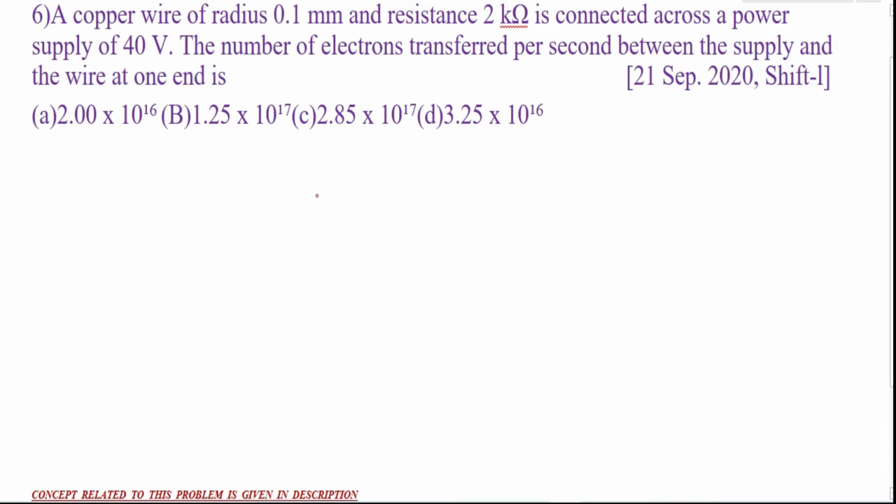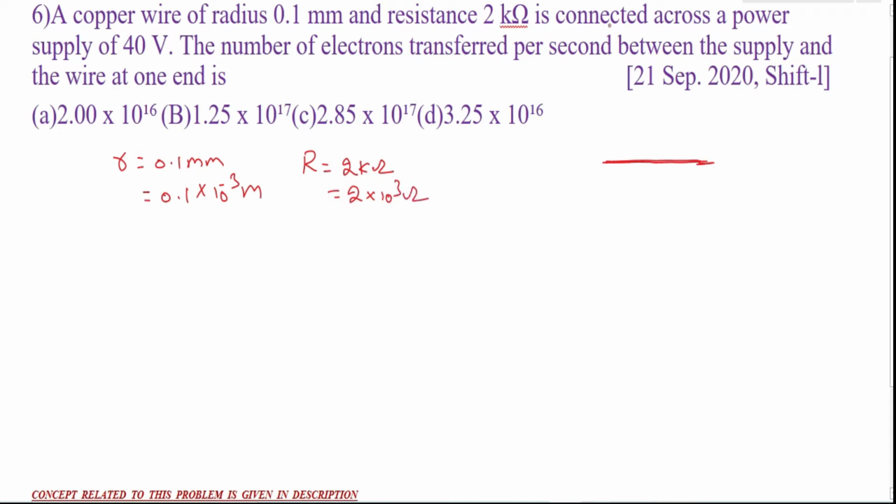Now what did he give? He asked us to take a copper wire. You take this as a copper wire, whose radius R is equal to 0.1 millimeter. That is equal to 0.1 into 10 power minus 3 meters. The resistance of this wire is given as R is equal to 2 kilo ohm, that is equal to 2 into 10 power 3 ohm.